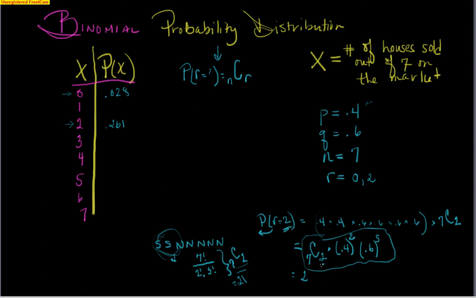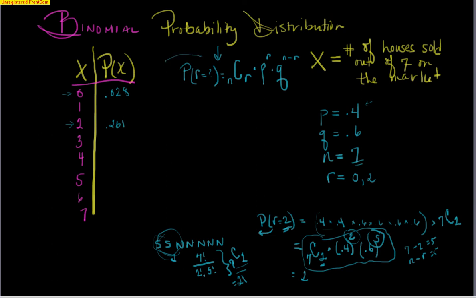Whatever R is, how many you're choosing, times the probability of a success, P, to the power of R, that's how many successes you want, times Q, and that's the remaining number of houses or whatever it is you're looking at. So it's N minus R. In this case, 5 is the same as 7 minus 2. N minus R is equal to 5 for this problem. In other words, these two exponents will always add up to your N, always.